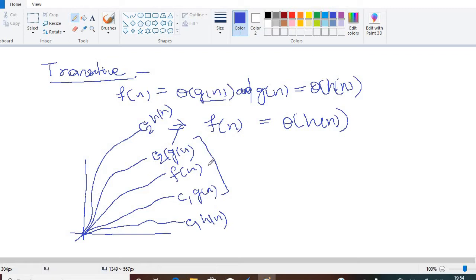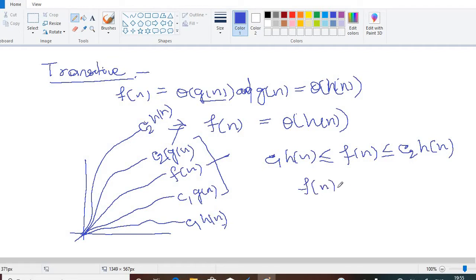Okay, so clearly you can see this f(n) line is between c2 into h(n) and c1 into h(n). This f(n) is coming between the area that is surrounded by the two functions of h(n). Okay, so due to the definition, if c1 into h(n) is less than or equal to f(n), and that is less than or equal to c2 into h(n), then we can say f(n) is equal to theta of h(n). Did you get it?